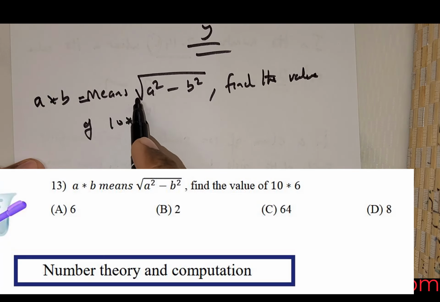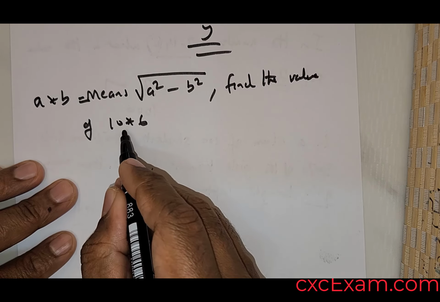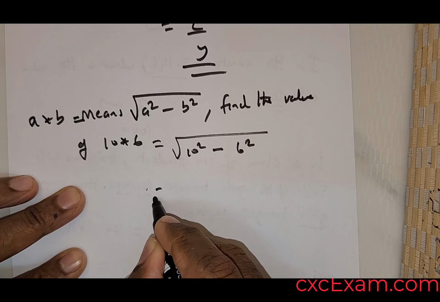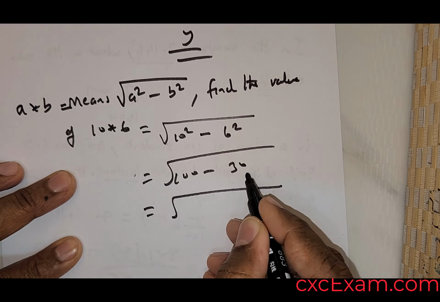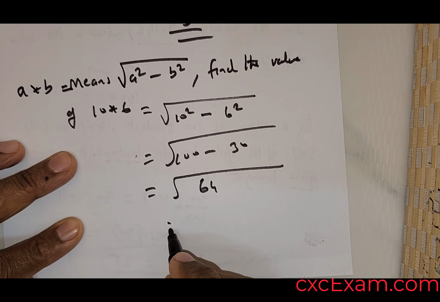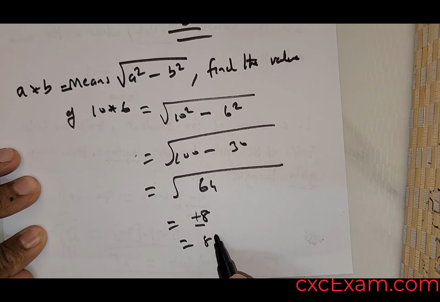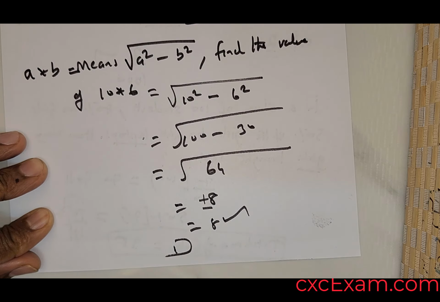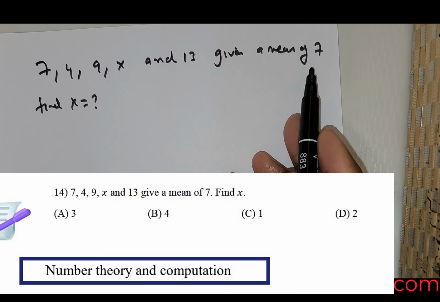Now a star b means root of a squared minus b squared. Find the value of 10 star 6. So this is nothing but root of 10 squared minus 6 squared. 10 squared is 100, 6 squared is 36. You subtract 100 minus 36, you will get 64. Square root of 64 is equal to 8. This can be written as plus or minus, but in the choices we only have 8. So 8 will be the solution. That means choice D.